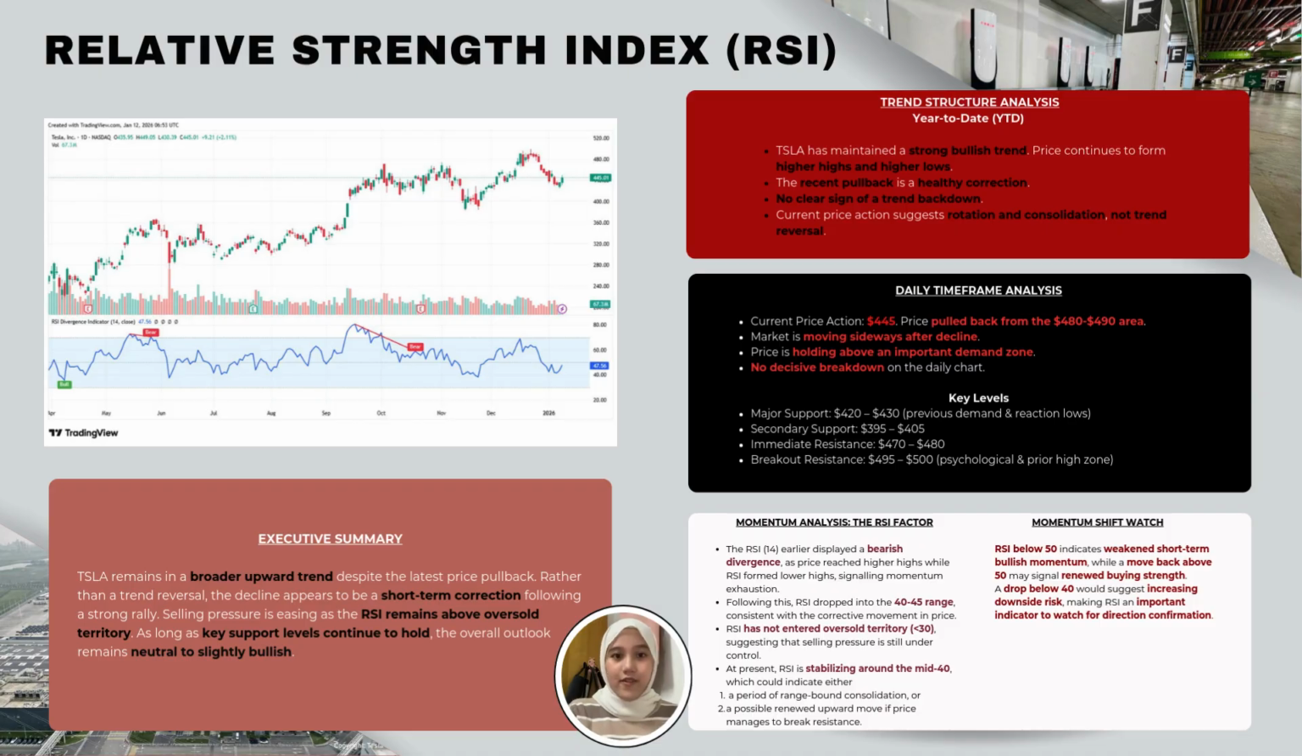From a momentum perspective, the RSI (14) previously showed a bearish divergence, where price made higher highs but RSI made lower highs, signaling momentum exhaustion. RSI then declined into the 40 to 45 range, aligning with the corrective move. However, RSI did not fall below 30, indicating that selling pressure remains controlled. Currently, RSI is stabilizing around the mid-40s, which may lead to either a period of consolidation or a renewed upward move if resistance is broken.